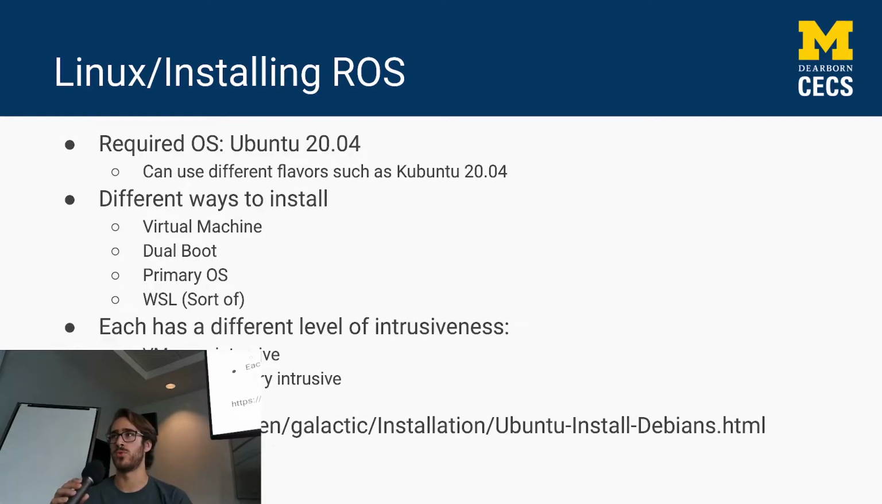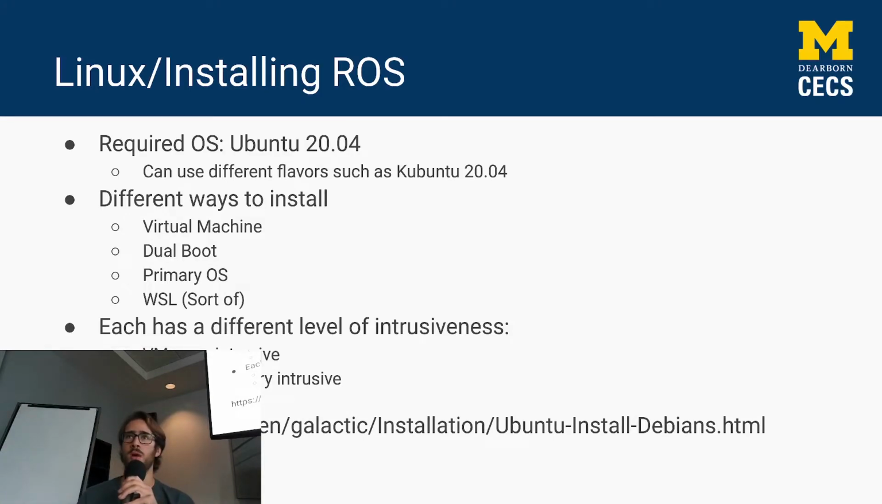We currently use ROS2 Galactic, which requires Ubuntu 20.04 specifically. If you install 22.04, you cannot install Galactic. You may be able to compile from source, but you can use different flavors of Ubuntu if you want. So Kubuntu is pretty nice. I know Andy personally uses it. I've used it a bunch on this machine, and it's pretty good. Either one, as long as it's a flavor of Ubuntu and it's 20.04, that's fine.